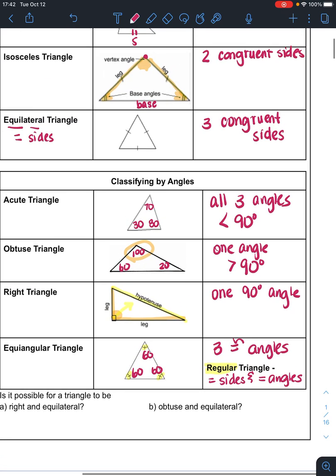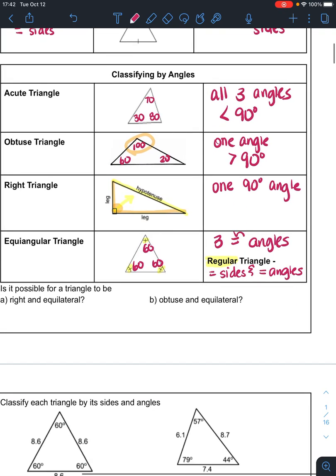Just kind of like this one up here, when you notice with the isosceles triangle, when you had the two legs that were congruent, two congruent sides, notice that you have two angles that are congruent. So that happens the same also.